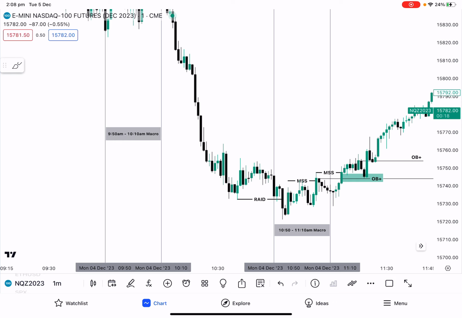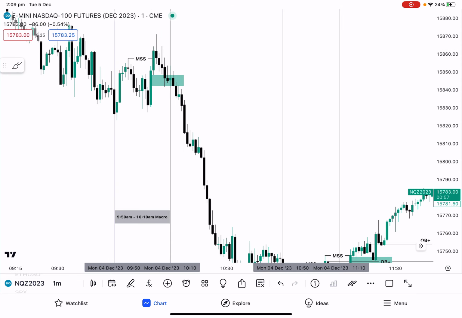And it's just a time window. So for the AM session, and this applies to Forex, this applies to indices, and this is for New York AM session, 9:50 to 10:10 is the first macro, and 10:50 to 11:10. And then notice how the silver bullet hour is kind of in between those two macros, 10 a.m. to 11 a.m. So it kind of sets up for that nicely.